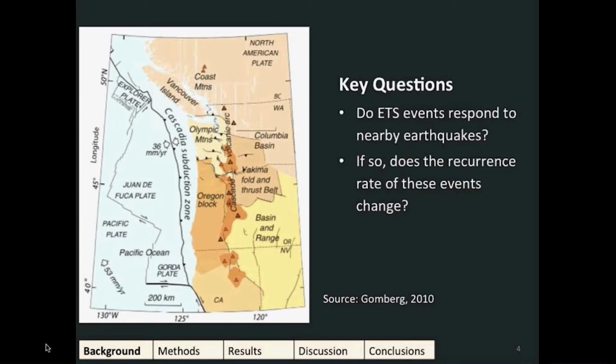And specifically, I looked at the Mendocino Triple Junction, which is the Gorda Plate region that you can see here. I'll point to it, the Gorda Plate region. And I wanted to understand if they were interacting and if we see any kind of effect, and if we do see an effect, how does that affect the recurrence of these ETS events?